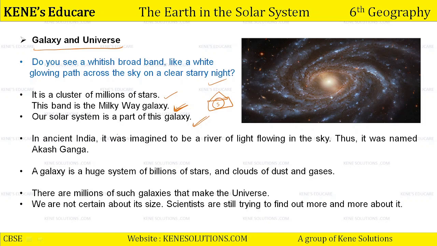Okay. In ancient India, it was imagined to be a river of light flowing in the sky. Ancient India mein, we used to consider that the stars in the sky are basically a river of light which is flowing in the sky. Thus, it was named Akash Ganga. Akash means sky, and Ganga basically means the most spiritual and sacred river. So basically in the name of a river, we called it Ganga, Akash Ganga.